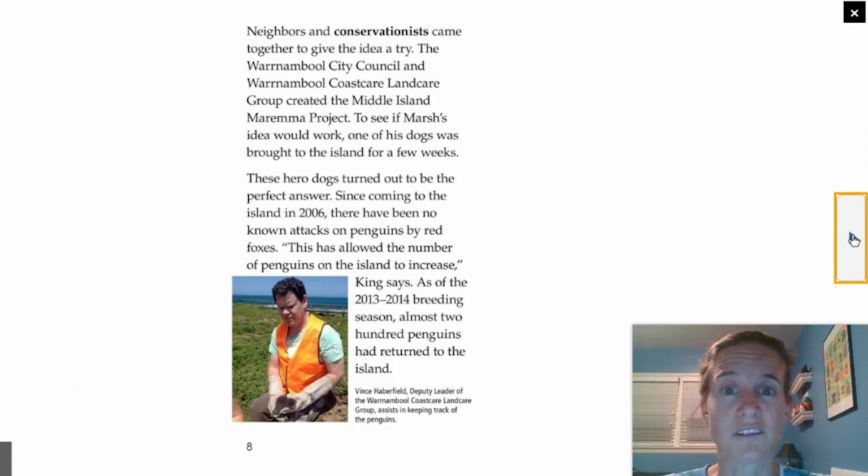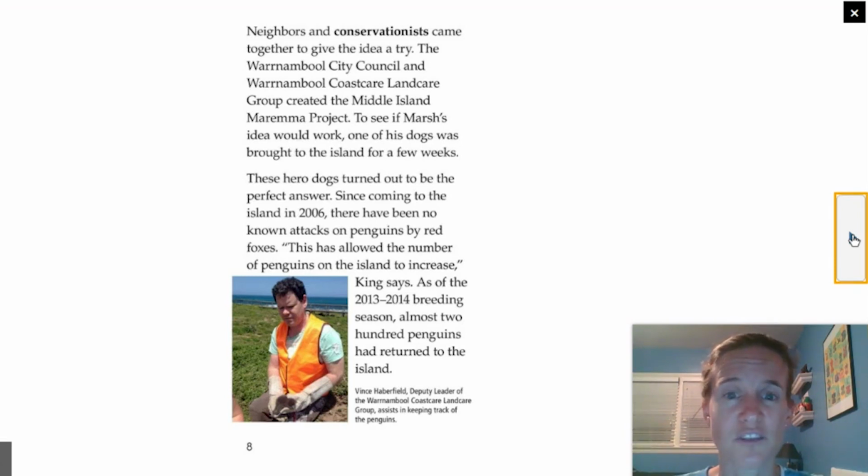Neighbors and conservationists came together to give the idea a try. The Warrumbal City Council and Warrumbal Coast Care Land Care Group created the Middle Island Maremma Project. To see if Marsh's idea would work, one of his dogs was brought to the island for a few weeks. These hero dogs turned out to be the perfect answer.